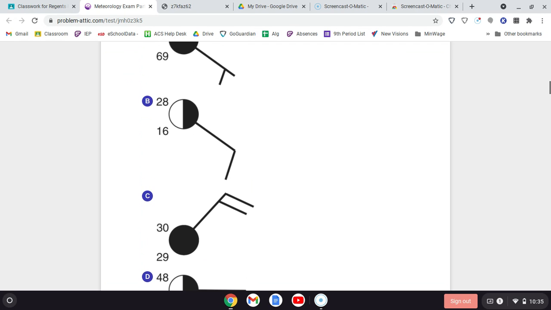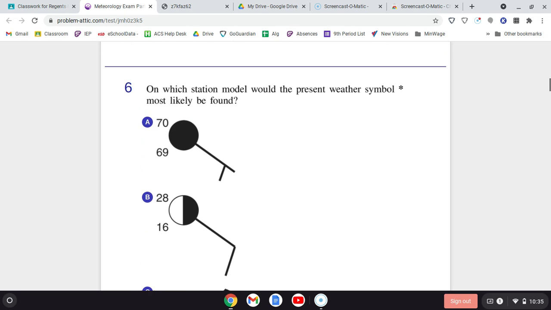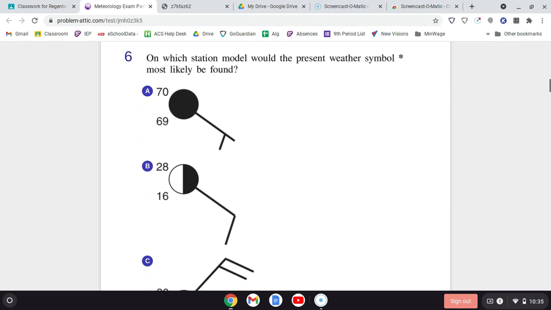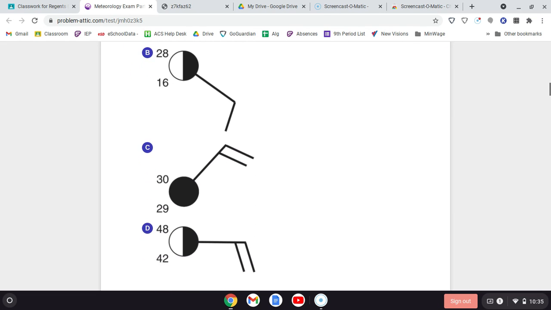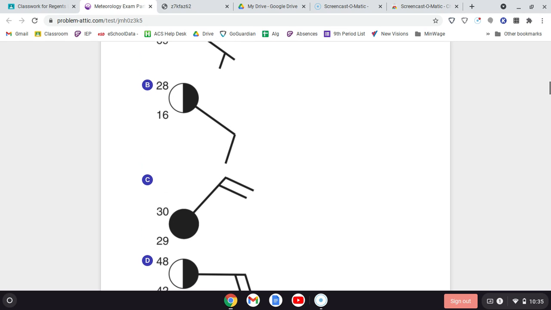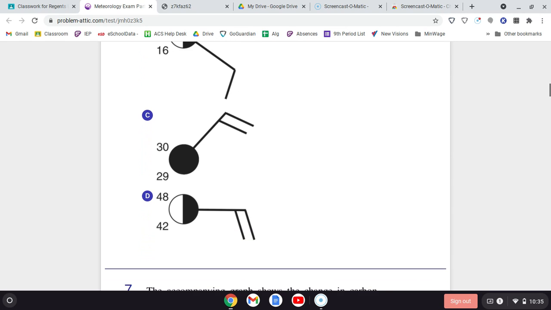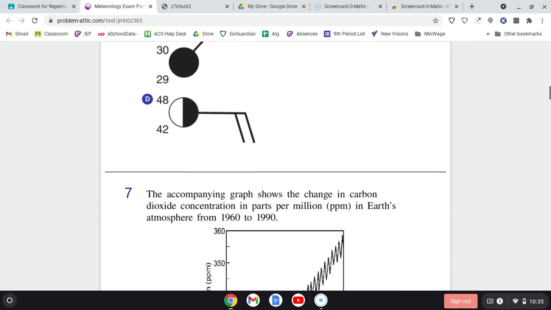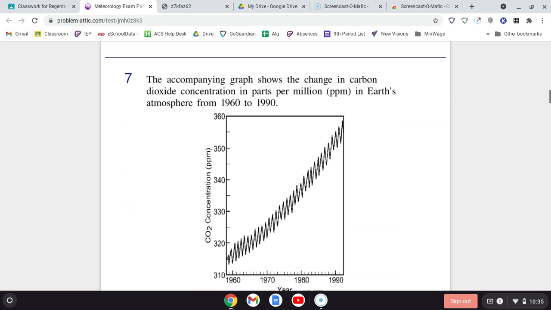So if you're unsure, definitely look at your temperature, right? So we know it definitely cannot be A, right? Because the temperature on A is 70 degrees, right? Mm-hmm. Okay. And we know that if it's sunny, there's not really going to be snow. Number 7.